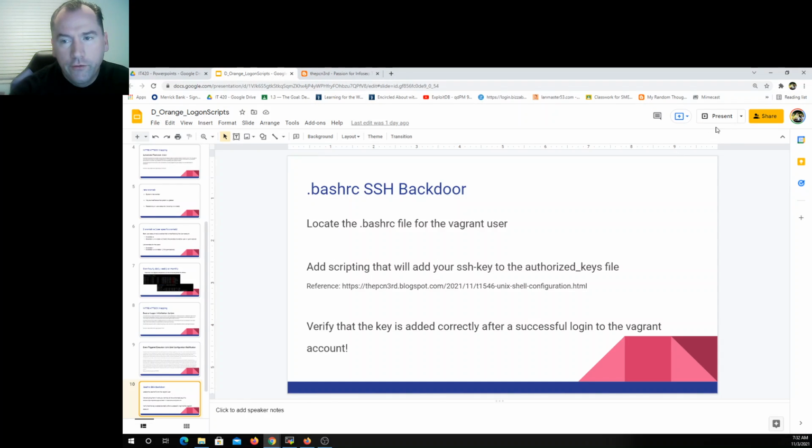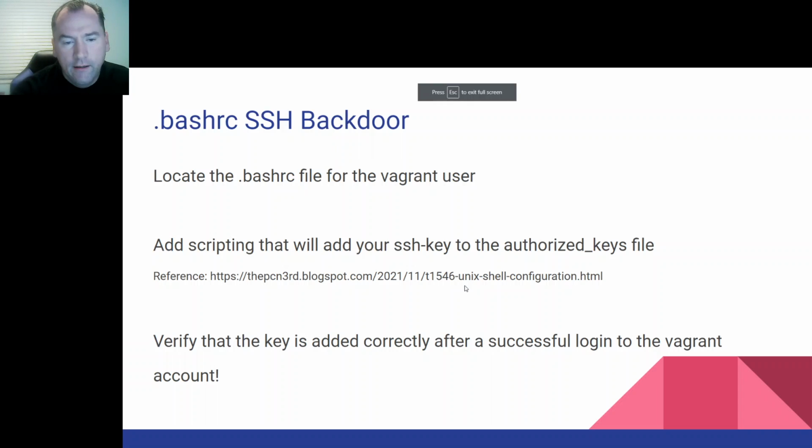And then after you add the key, verify that it works. So remove your SSH key, disconnect from the Vagrant user, log back in remotely to the Vagrant account through SSH, and make sure you use the password, and then you can see that the SSH key is set up.